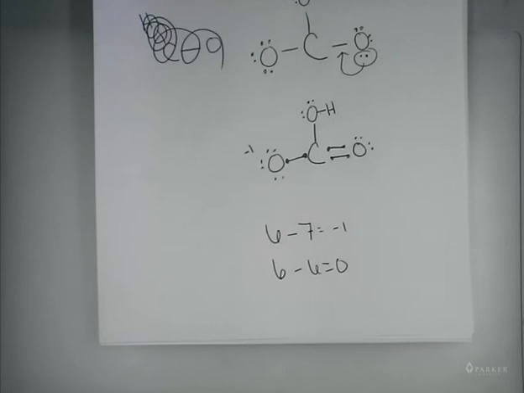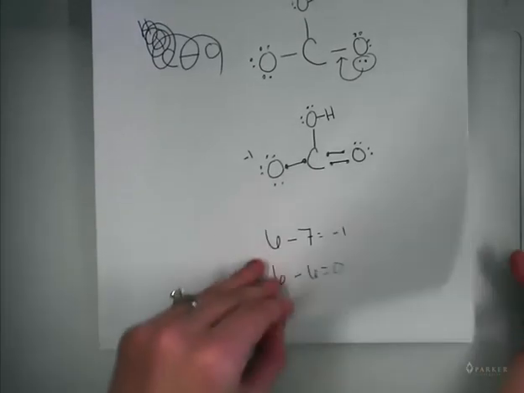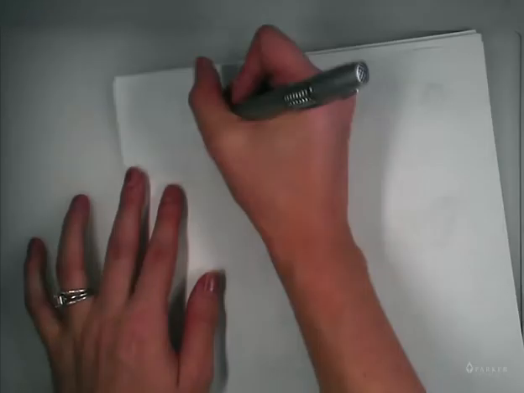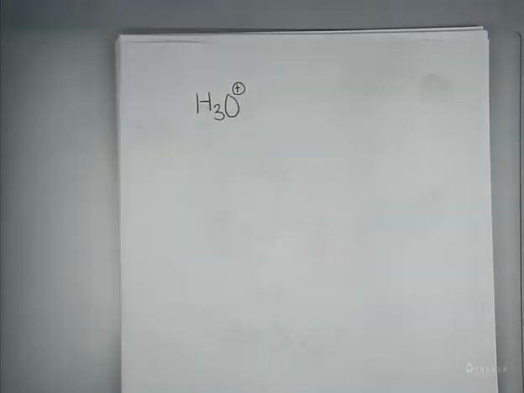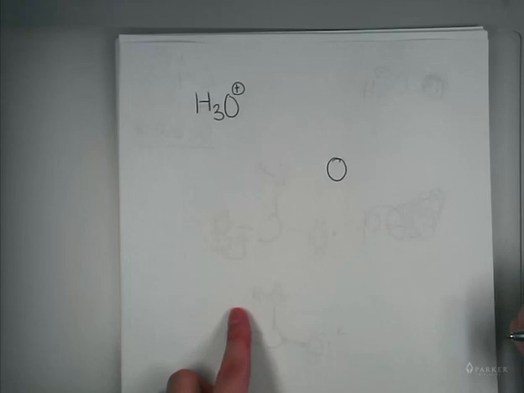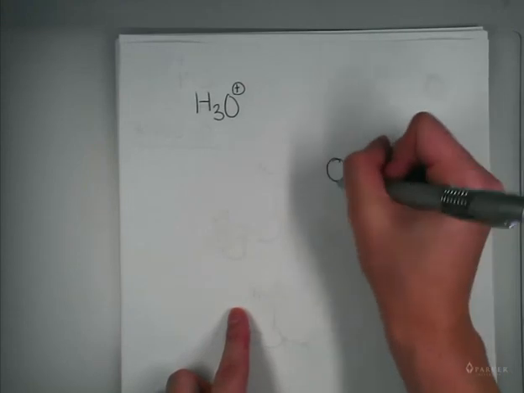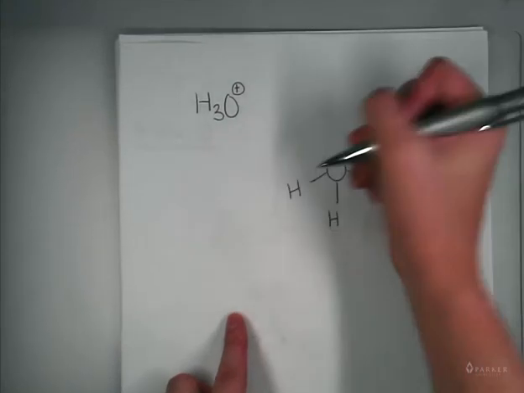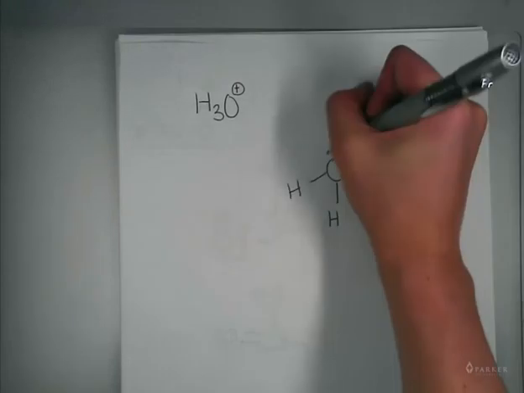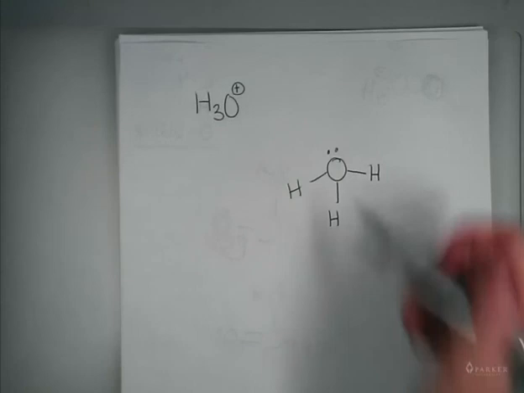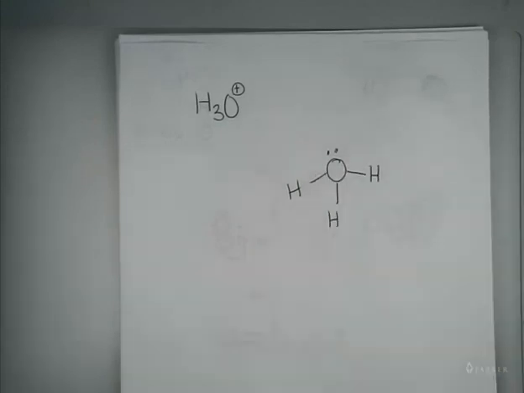So if we look at another one, they have H3O plus on here. Okay, what would be the central atom? Oxygen. And then it's connected to hydrogens. Okay, are the hydrogens fine? Yeah? What about oxygen? How many more electrons does it need? 2 more. So now it gives it a total of 8. 1, 2, 3, 4, 5, 6, 7, 8.